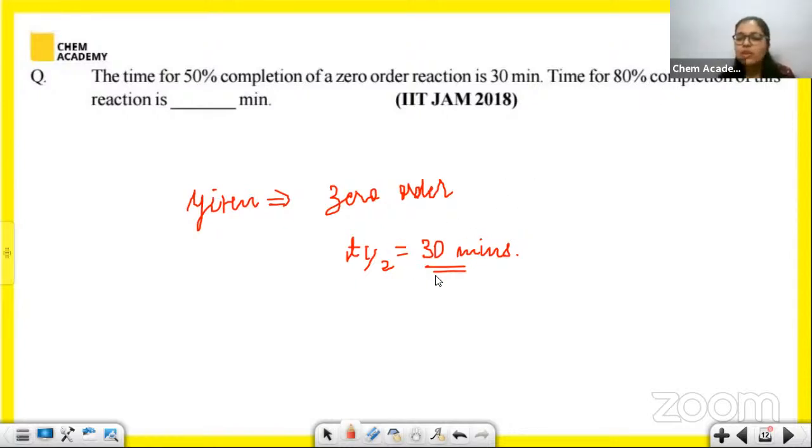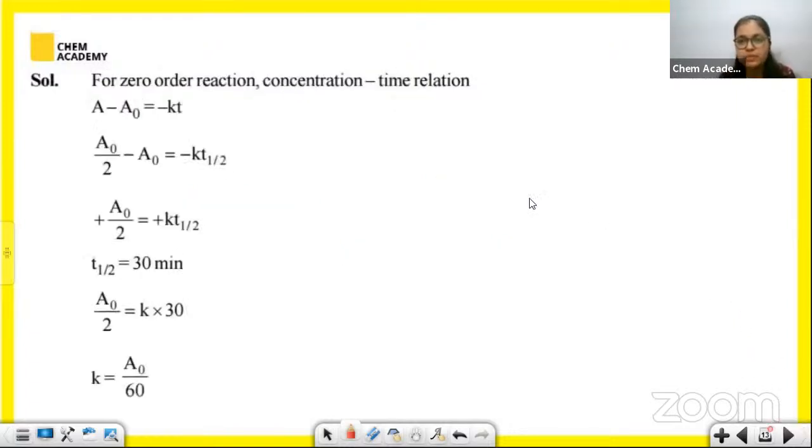It is very easy. We will first use this information to calculate the rate constant for this reaction. Then we will substitute the value of the rate constant and calculate the time for 80% completion. Let us have a look. How do we do this question? Since it is a zero order reaction, this is the integrated rate equation for zero order. We did it earlier for nth order. If you put the value of n as 0, you will get the integrated rate equation for zero order.